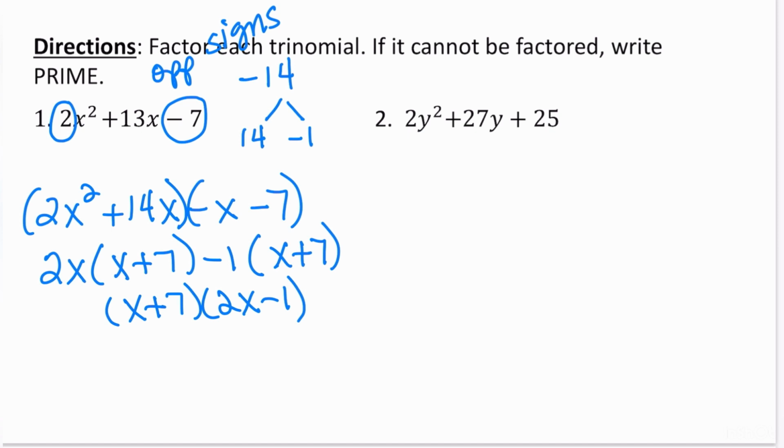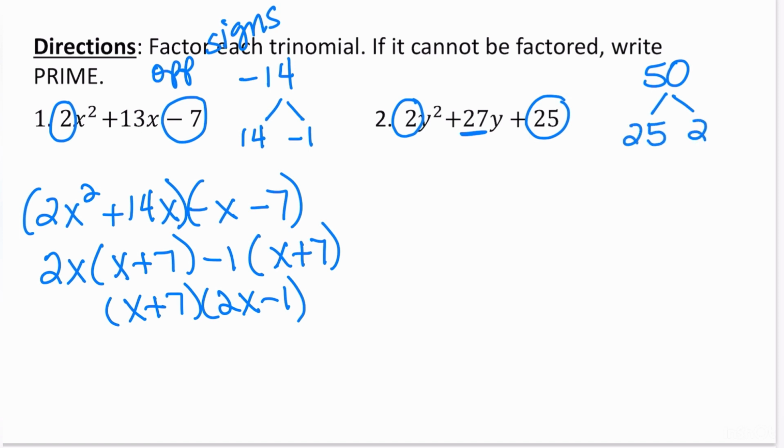Quickly scan the problem. Do we have a GCF? No, we don't. They're not all divisible by the same number, and they don't all have the same variable in common. So let's go ahead and multiply. 2 times 25 is 50. It's positive 50, so I have to have the same sign. What's going to multiply to 50 so that I end up with positive 27 when I add? You might be thinking 25 times 2, and you are correct.